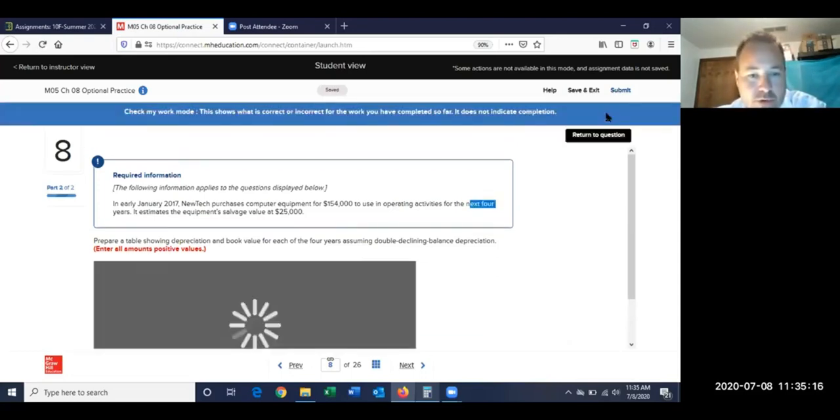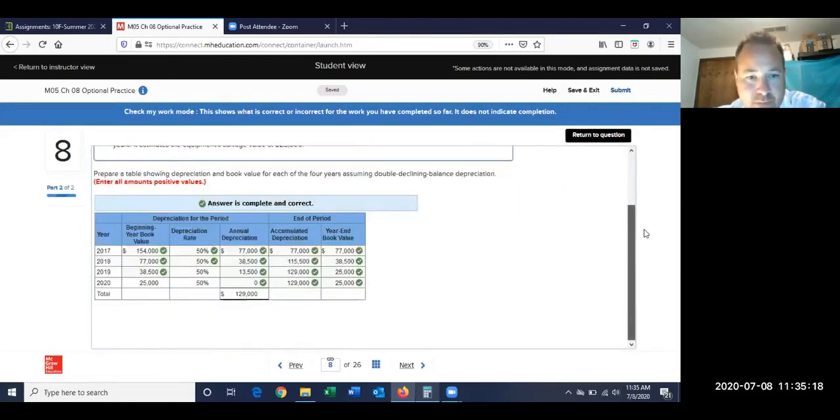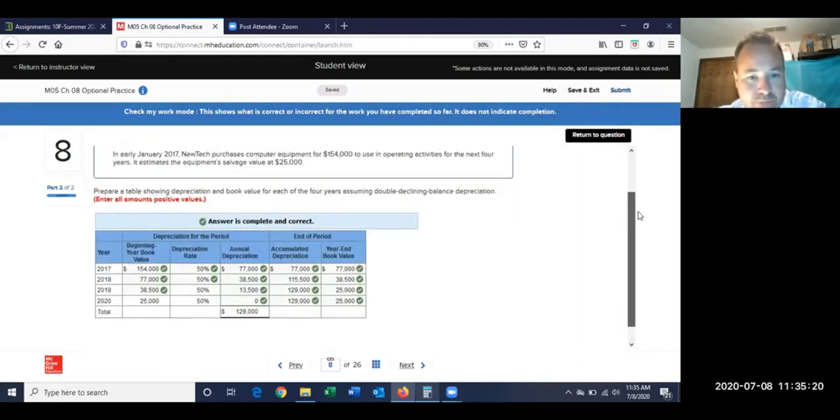Let's go ahead and check the work. And that looks good. So the key with this one, the hard part, is filling out this number, the 13.5, and not taking just the 50%. And then knowing that in the final year, nothing is depreciated. We can't go any lower.